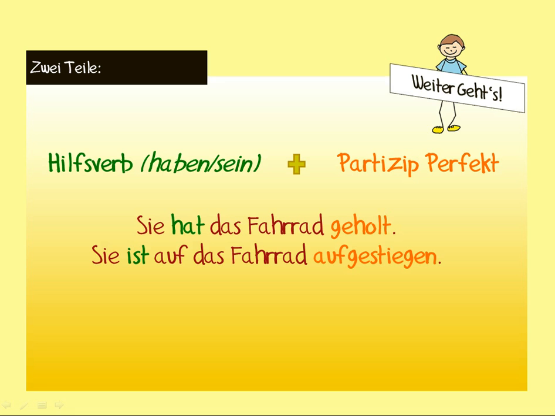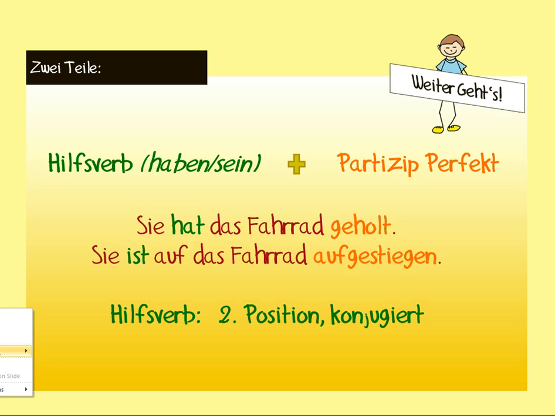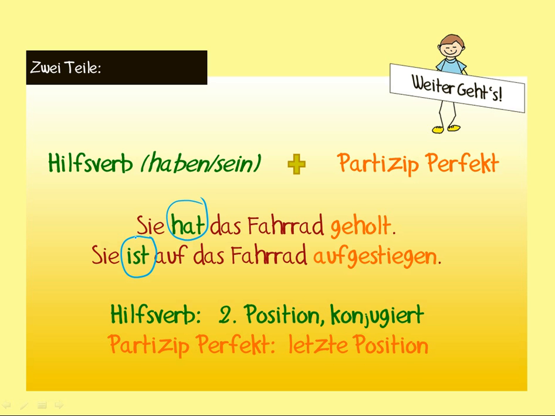And here it is. If you look, you will notice that your helping verb, the Hilfsverb, here is in second position, as you know all of your verbs are supposed to be, and it is conjugated. And the second thing you should have noticed is that the past participle, the Partizip Perfekt, is in last position, right here and right here.